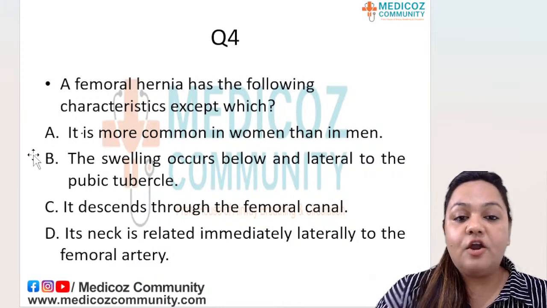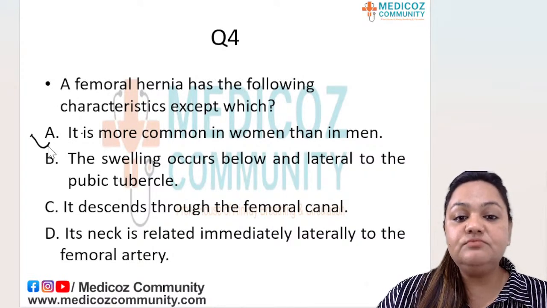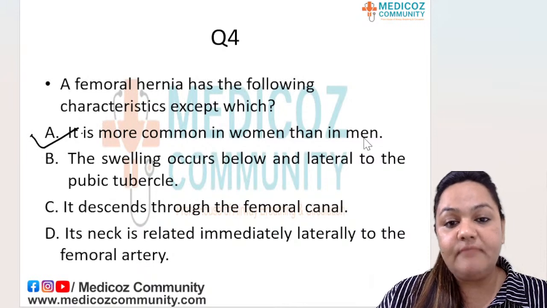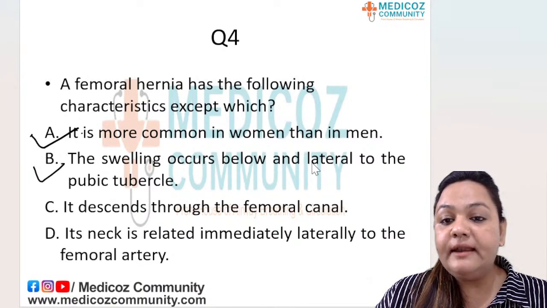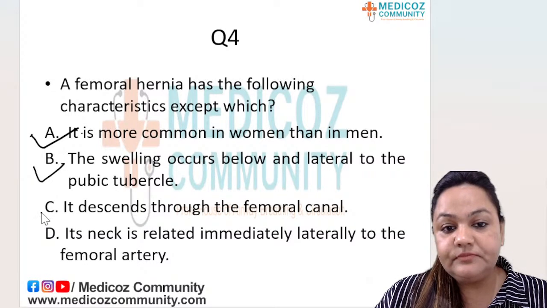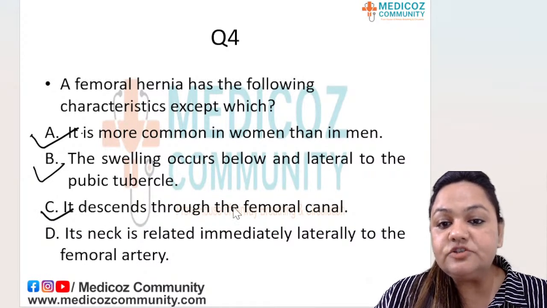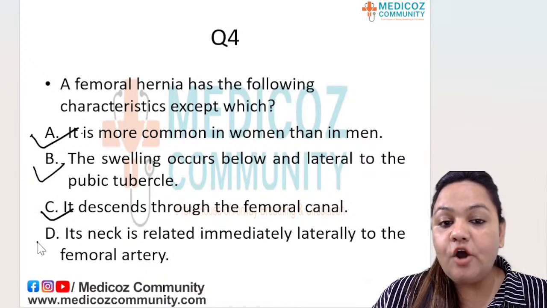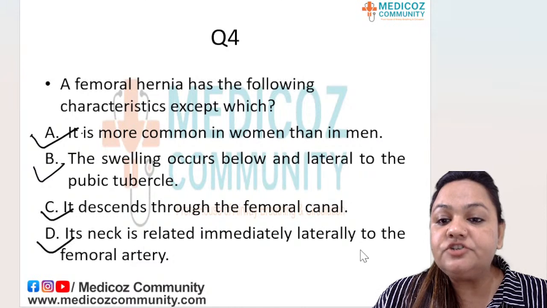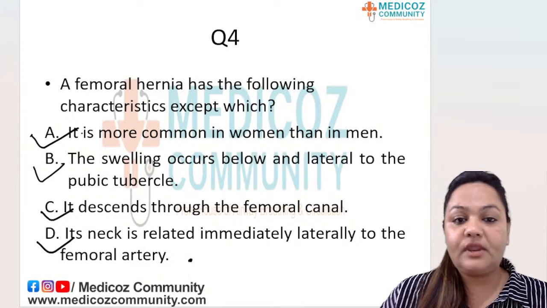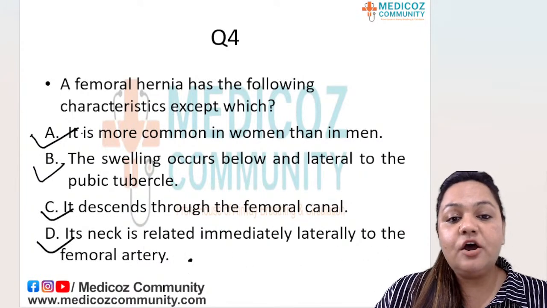So the options are: option A, it is more common in women than in men. Option B, the swelling occurs below and lateral to the pubic tubercle. Option C, it descends through the femoral canal. And option D, its neck is related immediately lateral to the femoral artery. Okay, so these are our options.